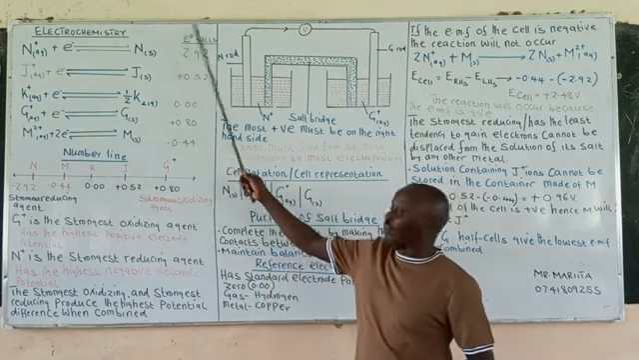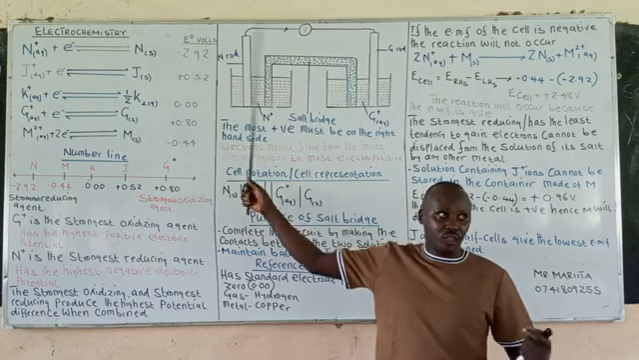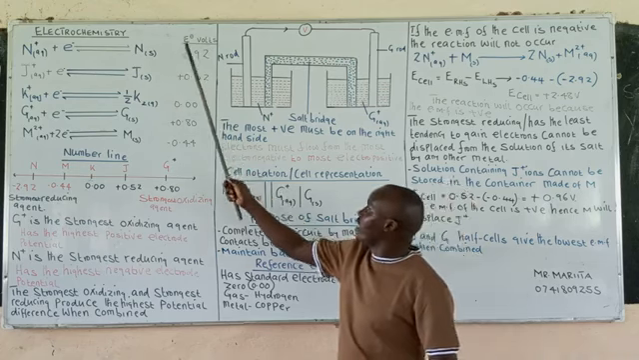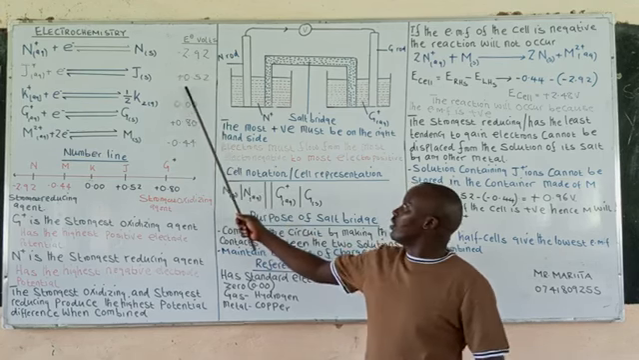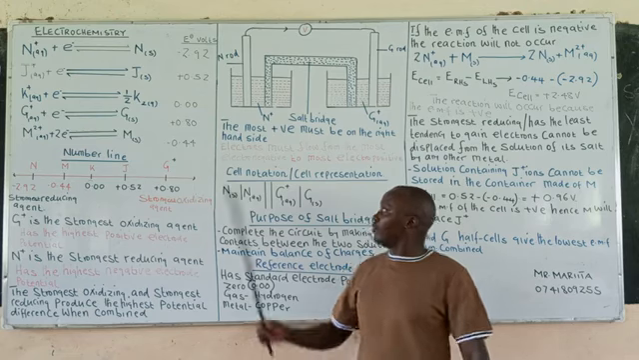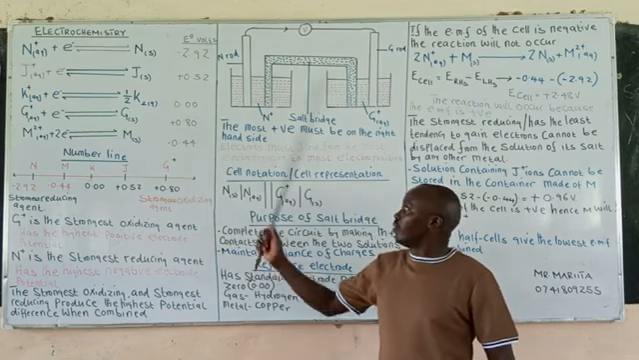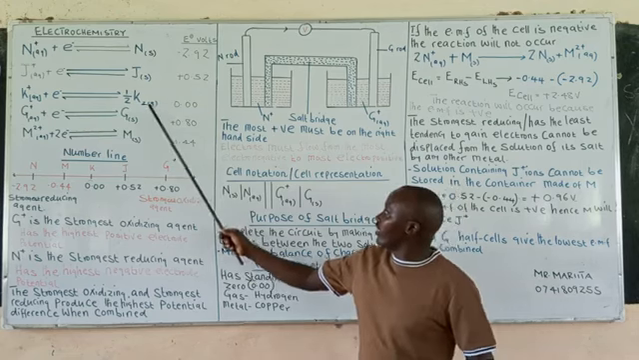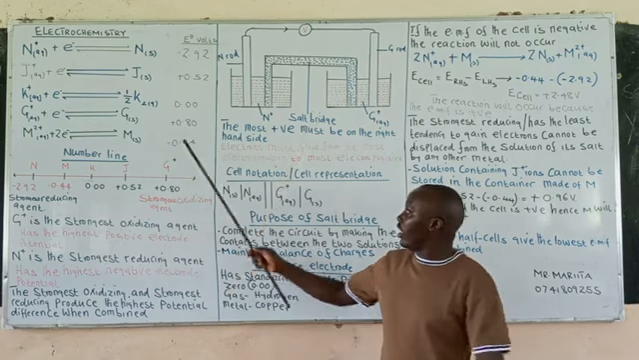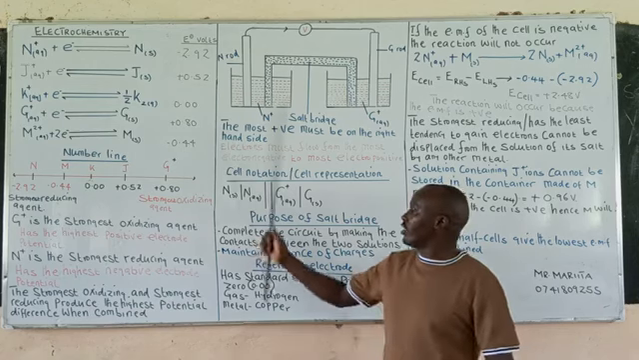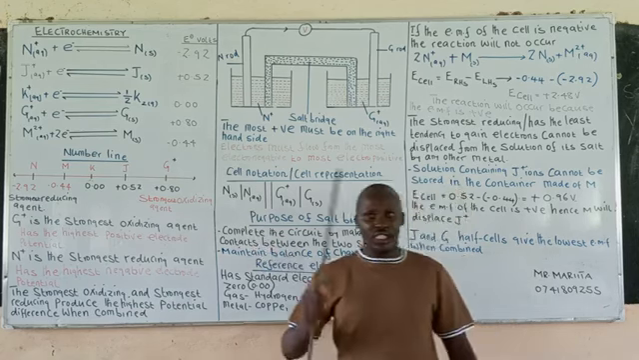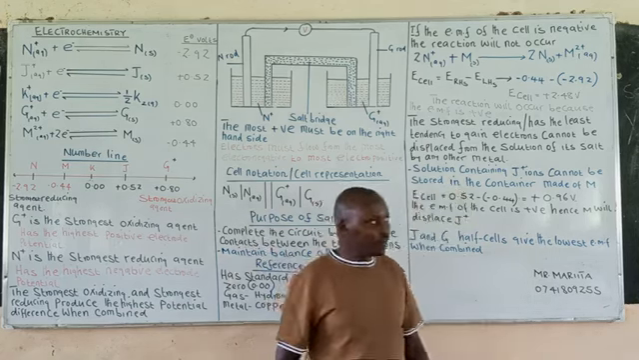Then we have the standard electrode potentials. N is negative 2.92. Then K is positive 0.52. G is positive, K is 0.00, and then G is 0.80 positive, and then M is negative 0.44.